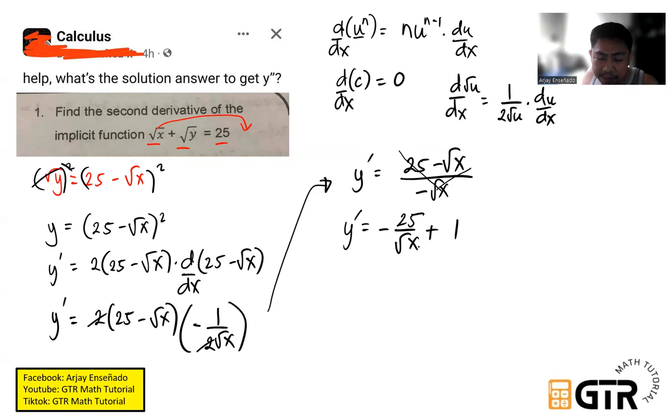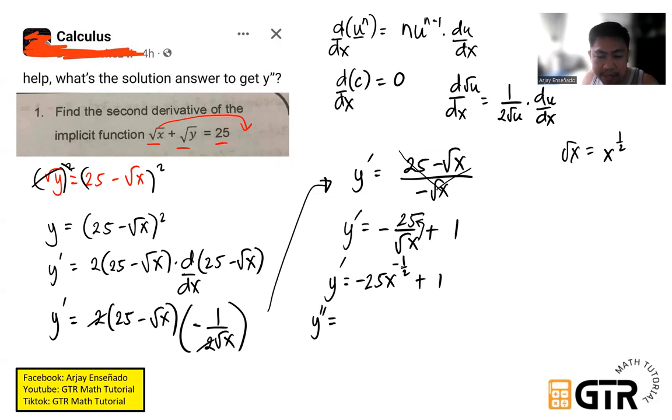So for the first term, let's look at square root of x. So we know that square root of x, that is equal to x raised to 1 half. But x raised to 1 half is in the denominator. So let's put that in the numerator. So the exponent will become negative. So therefore, y prime is equal to negative 25 x raised to negative 1 half. Okay? Plus 1. And now get the second derivative.